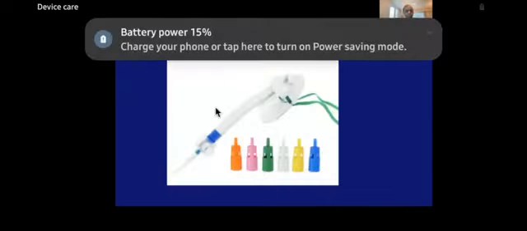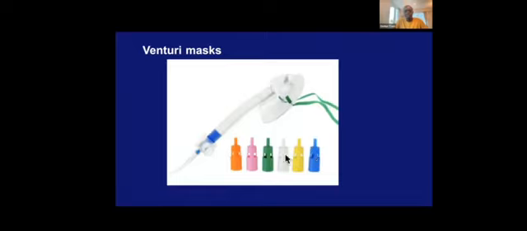Venturi masks are the next one. What you see on the screen here are the venturi masks. As you can see, they've got different colors. Each color delivers a different concentration of oxygen. And each of these venturi masks will tell you how many liters per minute you need to use.